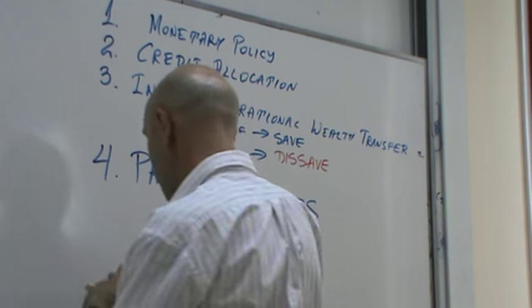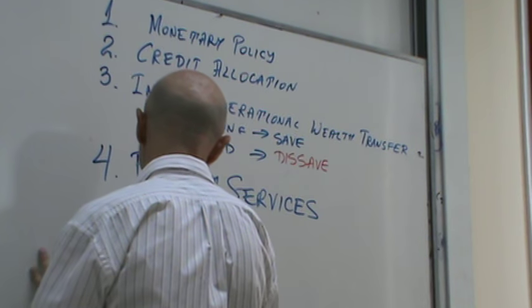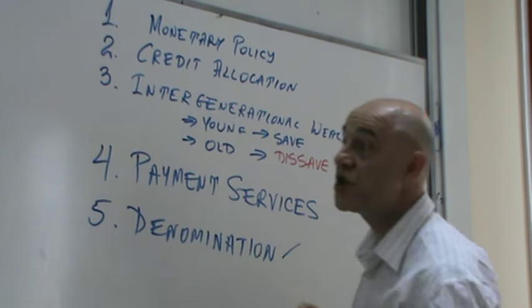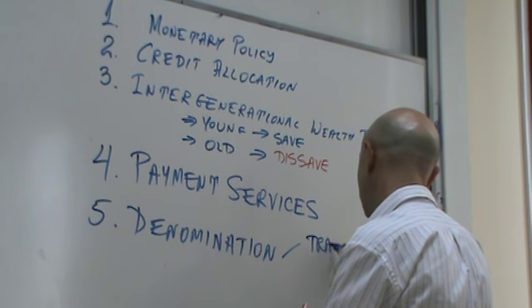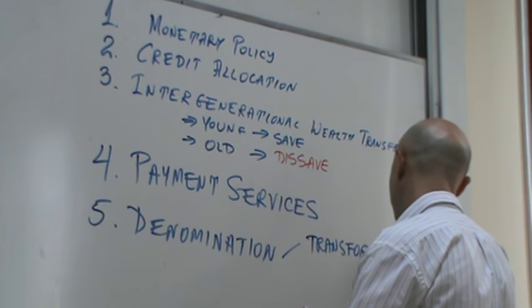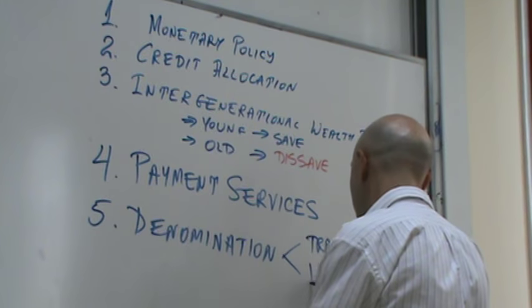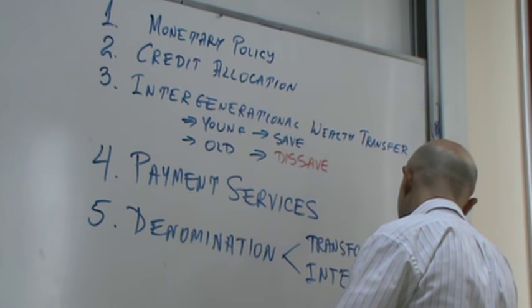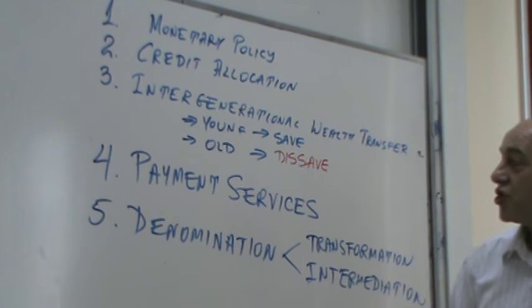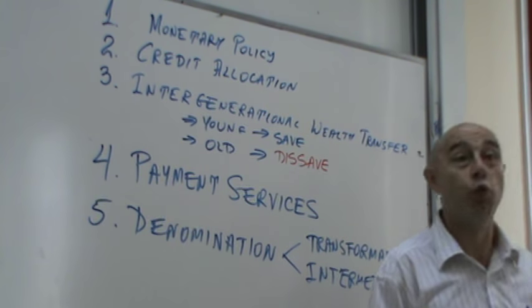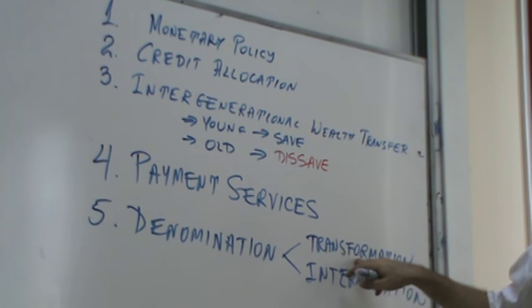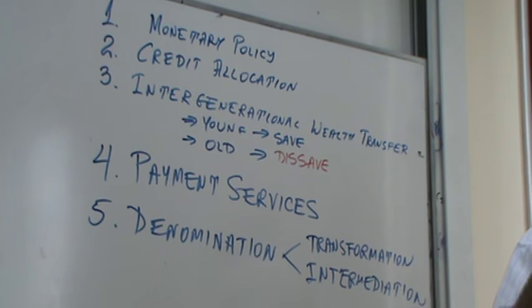And I already mentioned it, denomination. It's got two names, denomination transformation, or denomination intermediation. Basically it means they change the denomination from what the market offers, like $1 million T-notes, and convert it to what consumers will find acceptable, like $1,000.